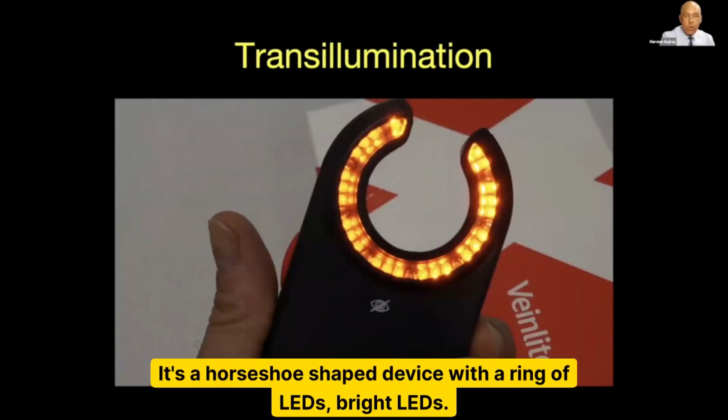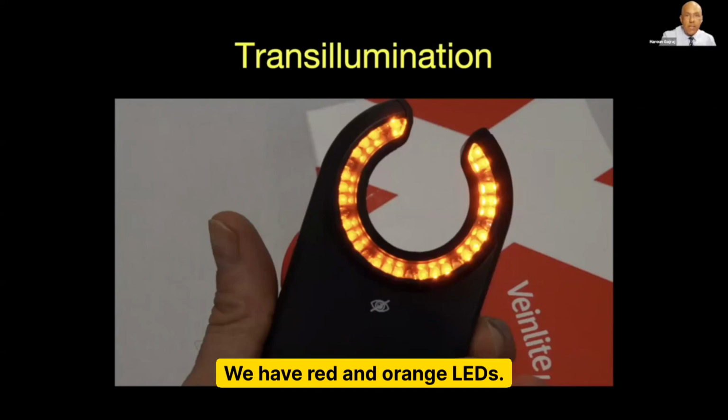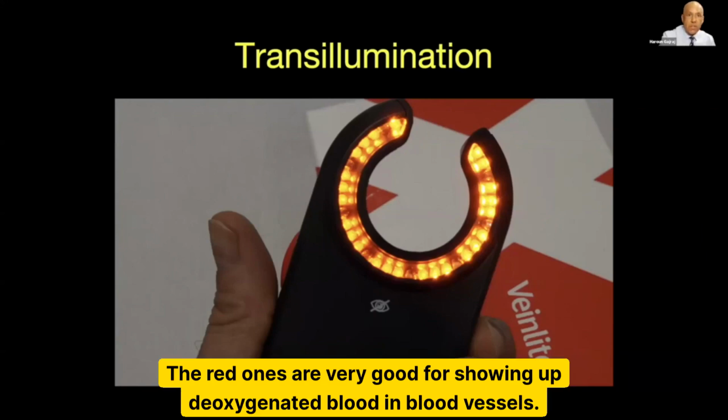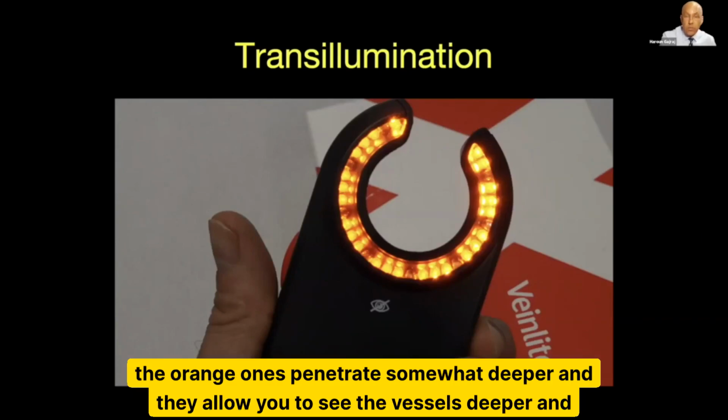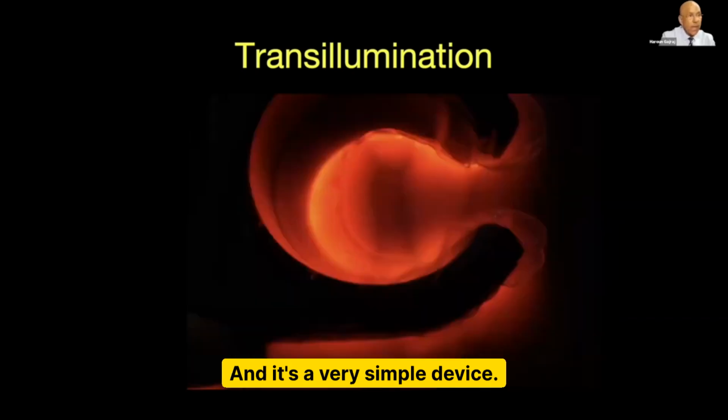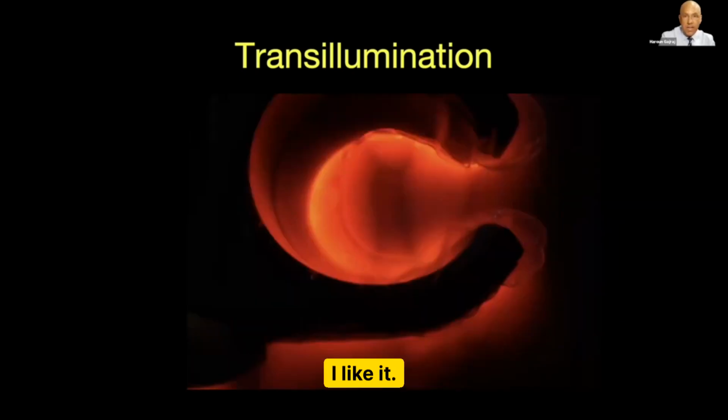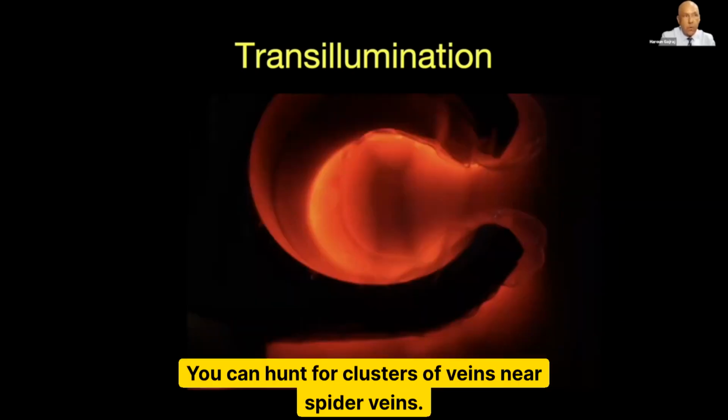Transillumination: it's a horseshoe shaped device with a ring of bright LEDs. We have red and orange LEDs. The red ones are very good for showing up deoxygenated blood in blood vessels. The orange ones penetrate somewhat deeper, and they allow you to see the vessels deeper and in people with darker skin. And it's a very simple device. I like it. You can hunt for clusters of veins near spider veins.